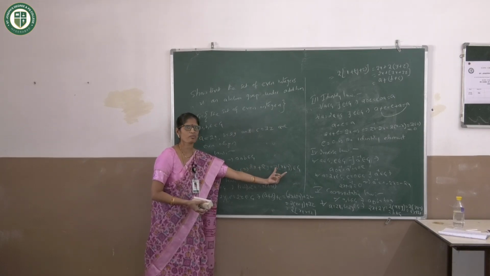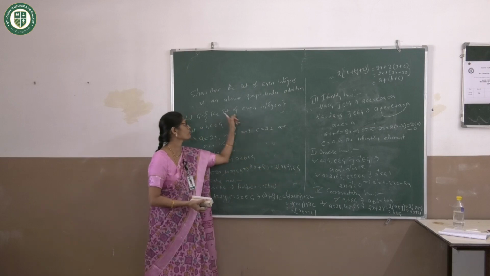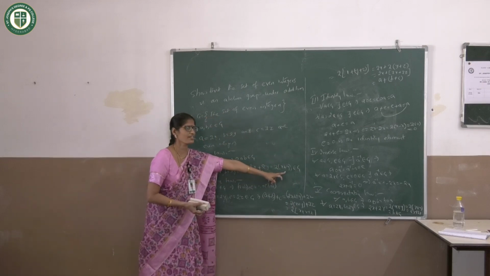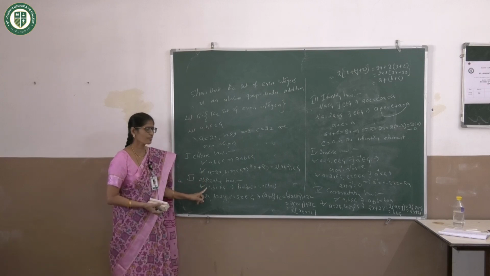2 of x plus y means the resultant element is also an even integer. Even integer means it belongs to G. Therefore, it satisfies the closure property. Next is the associative law. For associative we need 3 elements.